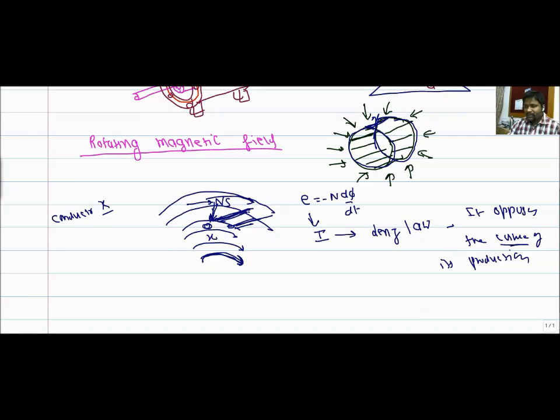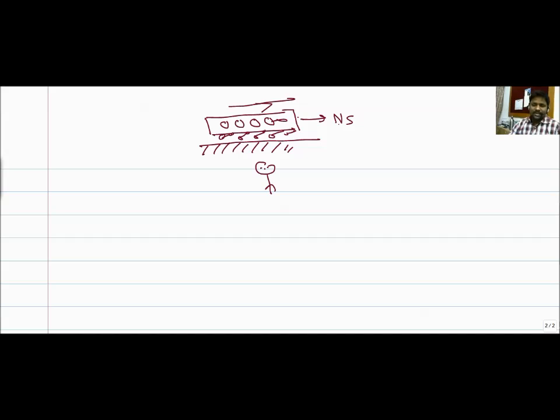It can be easily understood by an example. Let us suppose this is the train, and one person is sitting on this platform. This train is basically the rotating magnetic field of the stator, and this person is basically the rotor.